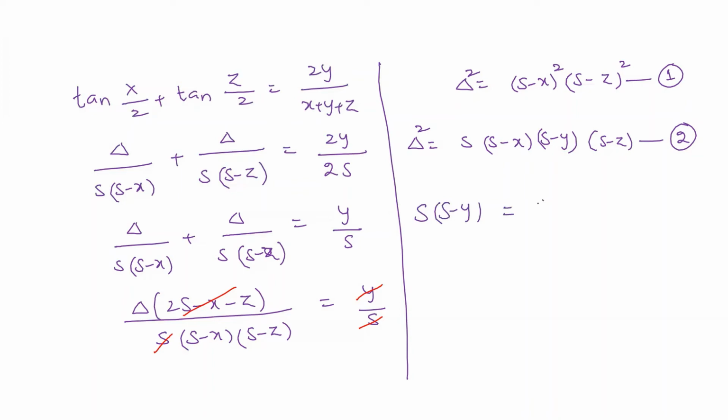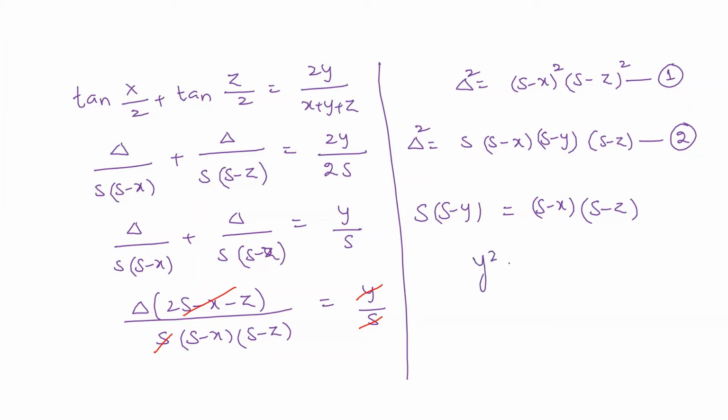And this value is going to be equal to what? S minus x into s minus z. So this is what we are going to get. Now if you simply put the value of s here and expand this one, s square and sy is equal to s square. If you expand and simplify this one, we almost got the answer.